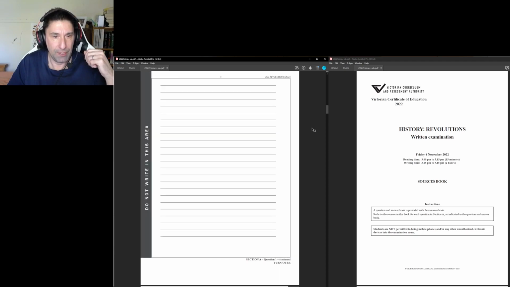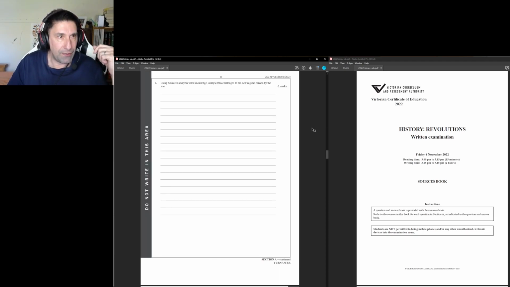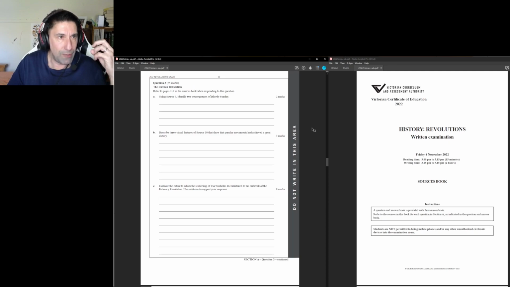So let's flick through, and I'm up to the Russian Revolution there. I've got a question A, question B, question C here. The first question is a 2-marker, which is an identifier. The second question is a 3-marker, and the C question here is a 9-marker. These can be in any order whatsoever, really. The 9-mark question doesn't need to be here. It could be at the end of this section on the Russian Revolution, but they've put it in the middle here. So you answer the questions as they are presented in the booklet.